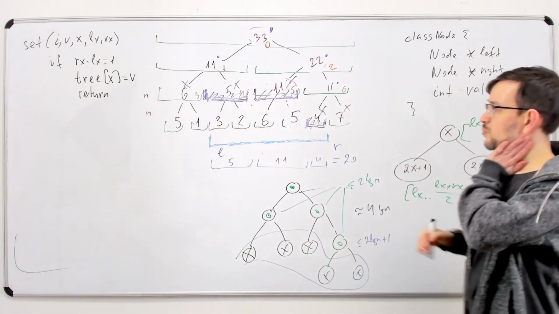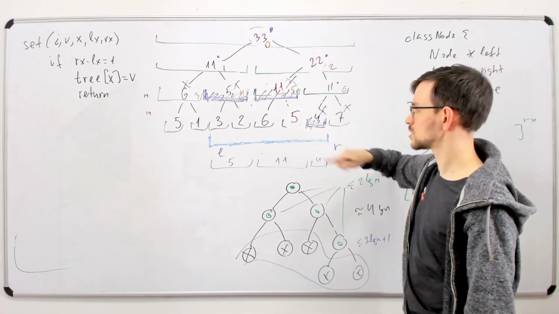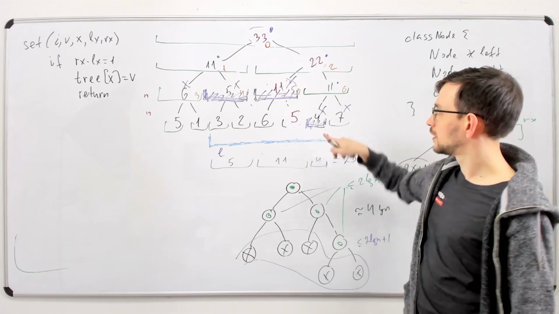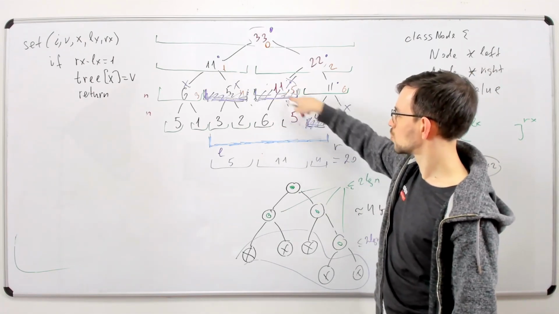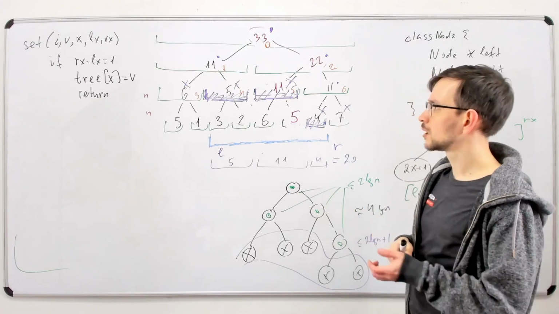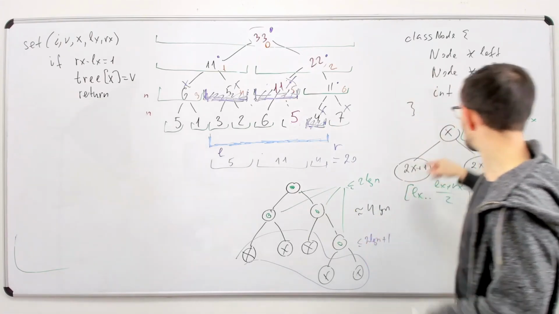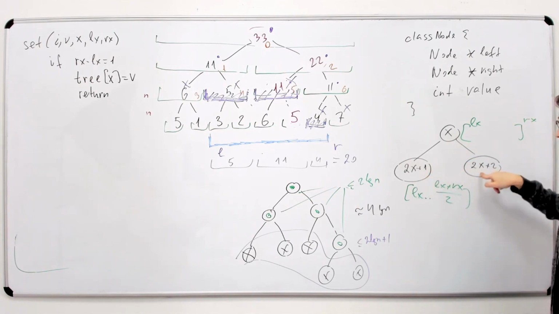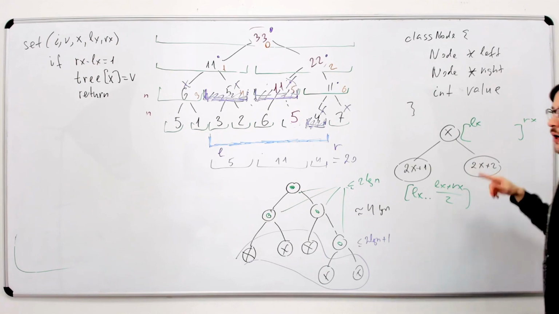So that's if we are in the leaf node. We just put this value here and return. If we are not in a leaf node, then we need to go to the subtree which contains element I. Let's see. We're now standing here. We need to select one of these children which contains element I.